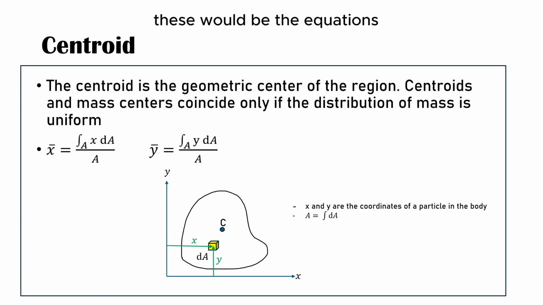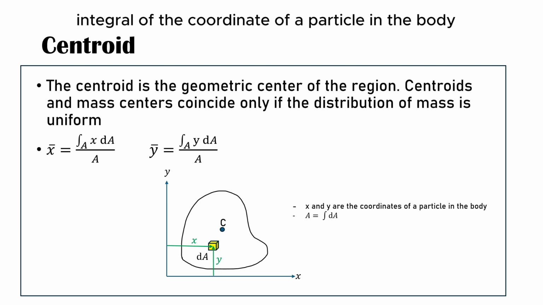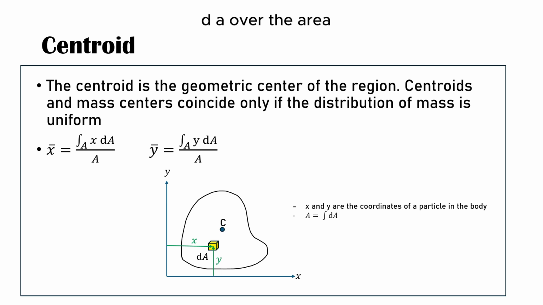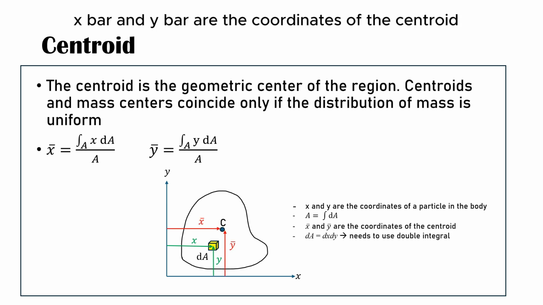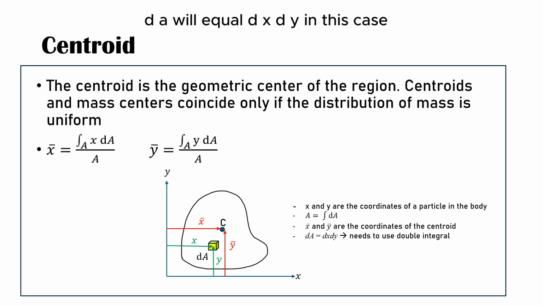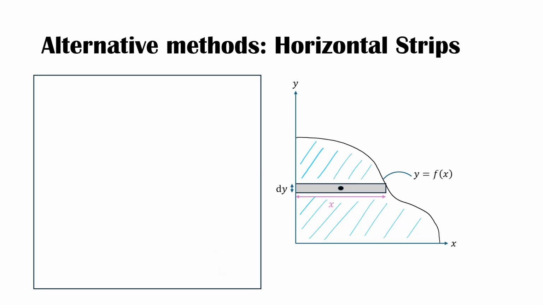These would be the equations used to find the coordinates of the centroid, where x bar and y bar are equal to the definite integral of the coordinate of a particle in the body dA over the area. X bar and y bar are the coordinates of the centroid. dA will equal dx dy in this case, which means we will need to use a double integral. We can also use alternative methods such as horizontal strips to avoid using the double integral.